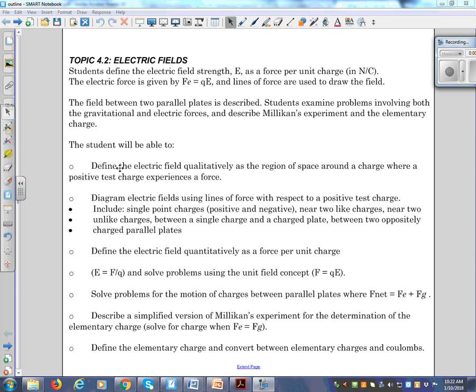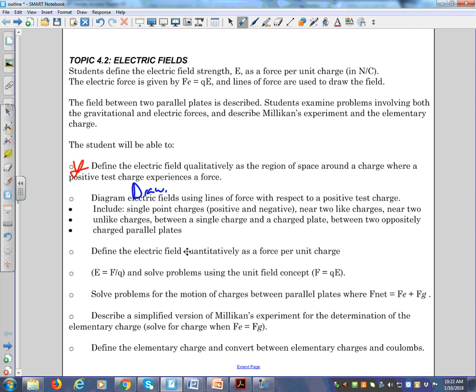Student will be able to define the electric field qualitatively as the region of space around a charge where a positive net charge experiences force. That's what we're going to cover today. I'm going to define the electric field for you. Diagram electric fields using lines of force with respect to positive net charge. In other words, you're going to draw them. You're going to draw electric fields.